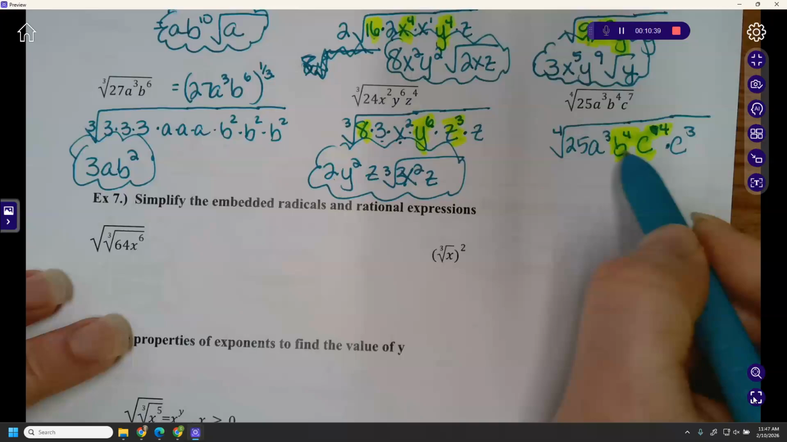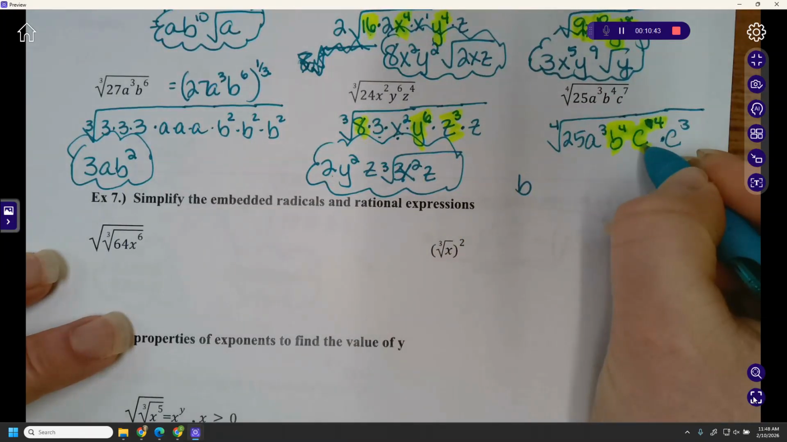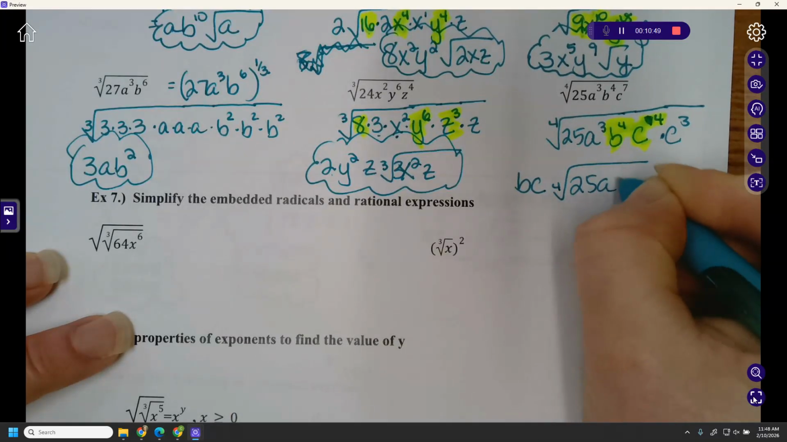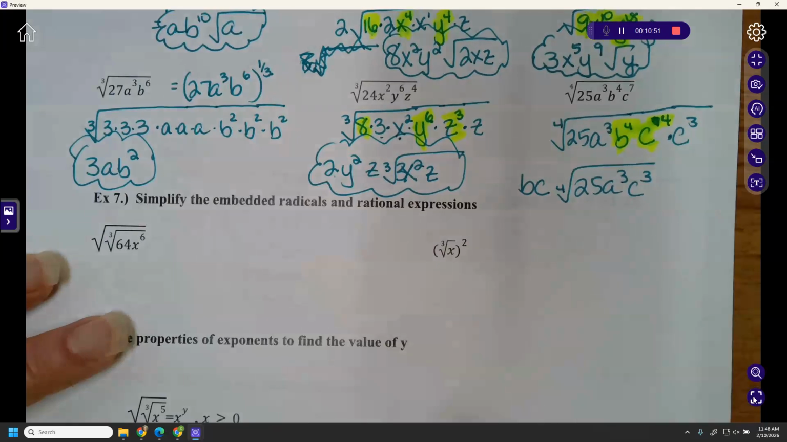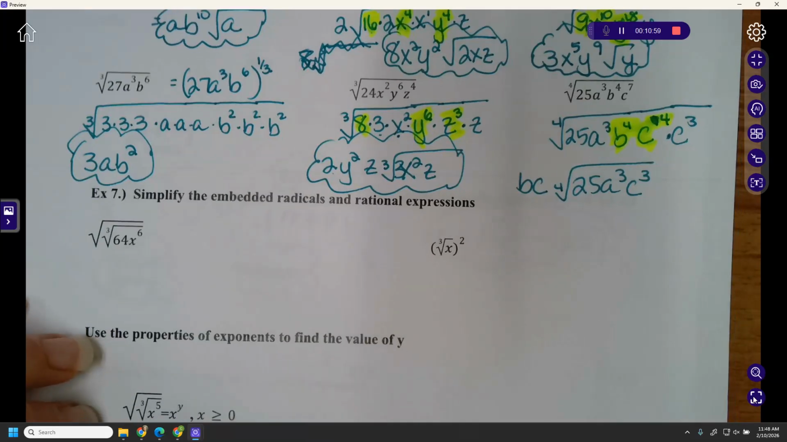So the 4th root of b to the 4th is b. The 4th root of c to the 4th is c. And everything else has to stay under the 4th root. So 25, a to the 3rd, c to the 3rd stays under the 4th root. Okay. So, next.